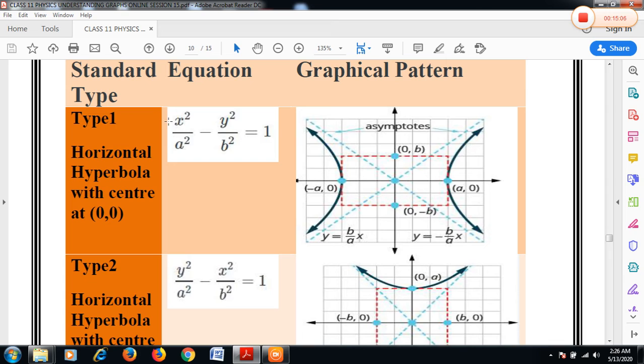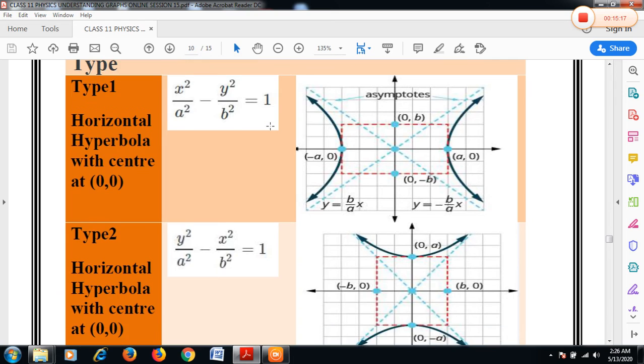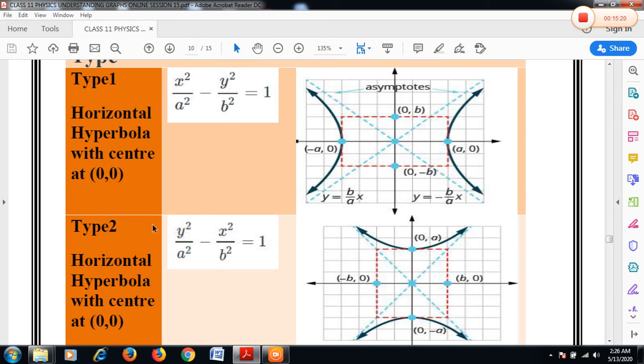Okay, students. So this horizontal hyperbola has its equation x square by a square minus y square by b square equals 1. Let us move forward to the type 2 hyperbola, which is not a horizontal hyperbola, this is a vertical hyperbola. Students, this is a minor typing mistake. You should remember that this is known as the vertical hyperbola, not horizontal. The earlier one is the horizontal hyperbola, where the transverse axis is along the x-axis. Here the transverse axis is along the y-axis, so this is the conjugate axis. The equation is y square by a square minus x square by b square equals 1.